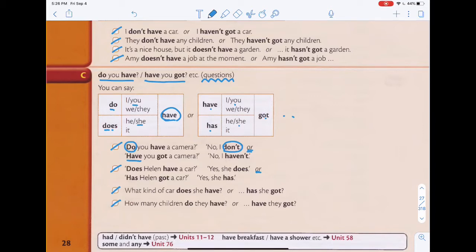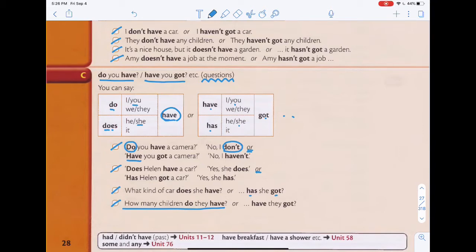How many children do they have? Or, how many children have they got? Alright, but if you are just using this to ask questions or to talk or to write a very simple email or letter, I would recommend just using the first one. So do and have, does and have, because it is easier for you to remember than using has got, have got. Okay, this one we don't really use it very often.